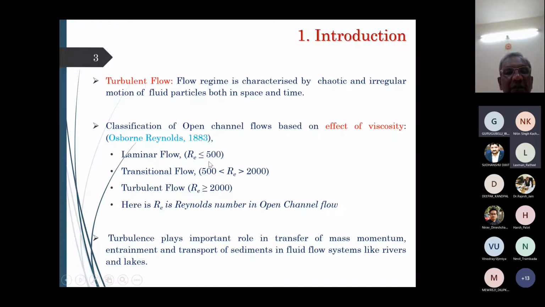If you talk about the limit in open channel flow, when the Reynolds number is less than 500, then this is laminar flow. But for pipe flow, this limit was 2000, if you recall correctly, right? For open channel flow, similarly for turbulent flow, if the Reynolds number is more than 2000, then it is turbulent flow. So this criterion is different from what we use for closed flow like pipe flow, right?